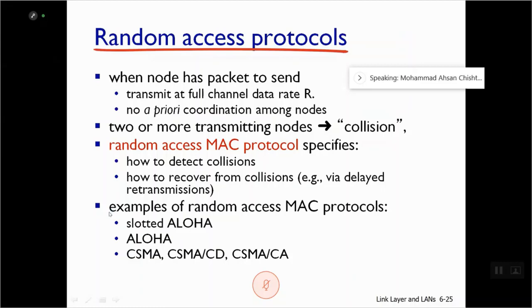When the collision happened, what does the node do? It's not necessary that the node retransmits at the same time. No, it can wait. And how much can it wait? There's a random delay before the frame starts to transmit once again. So a random access MAC protocol specifies how to detect collision and how to recover from collision. That is when I said you transmit after a certain specific delay.